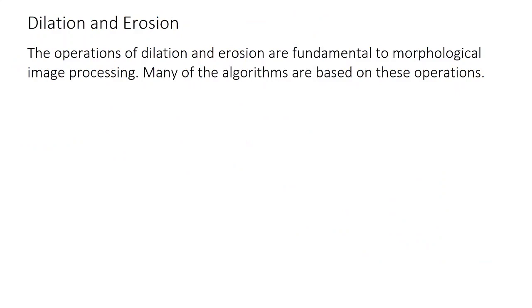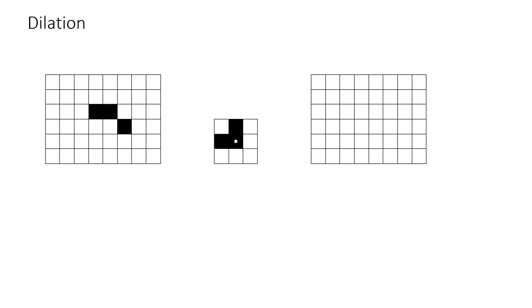Then what are dilation and erosion? The operations of dilation and erosion are fundamental to morphological image processing. Many of the algorithms are based on these. Before understanding what dilation is from a theoretical perspective, we will look at a dilation operation. In this case, we have been given an image. This is the image, and here is the structuring element, and we have to slide the structuring element across the image and see what is the overlap. But similar to convolution, we have to reflect the sliding window, or the structuring element, first.